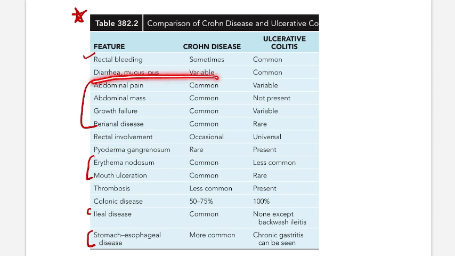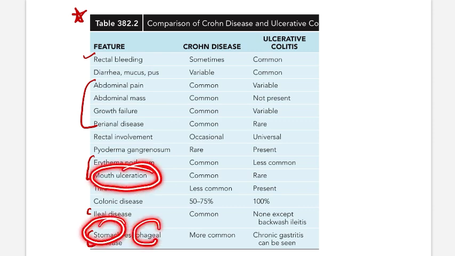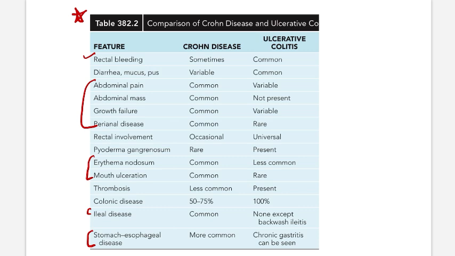Just remember abdominal pain, mass, growth failure, perianal disease, erythema nodosum, mouth ulceration, and stomach and esophageal disease are more common because Crohn's disease has more systemic or widespread involvement. So it starts from mouth ulceration to stomach and esophageal disease, and abdominal pain, mass, growth failure till perianal disease. So this is very important for Crohn's disease.